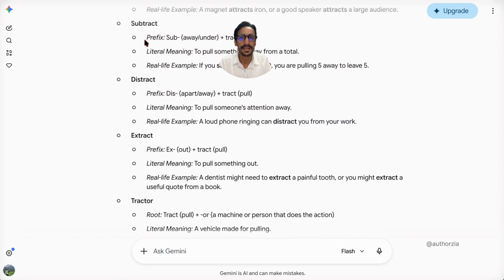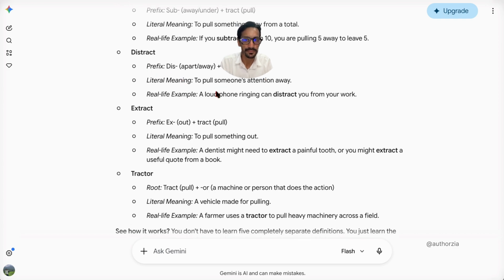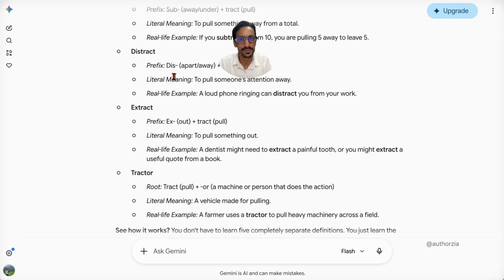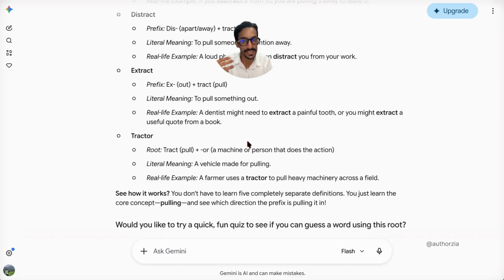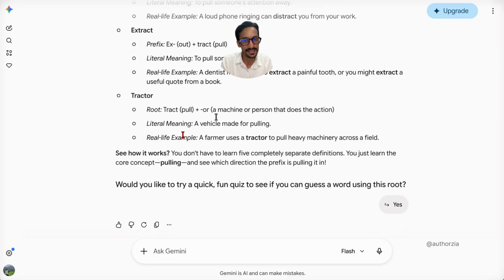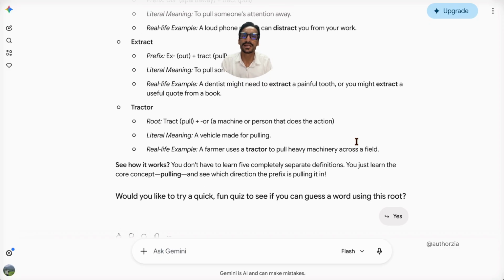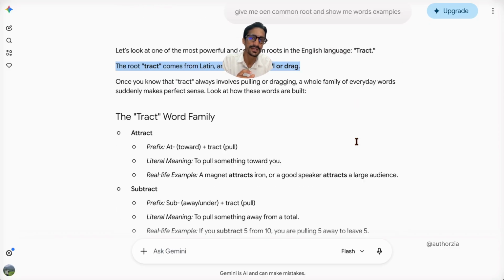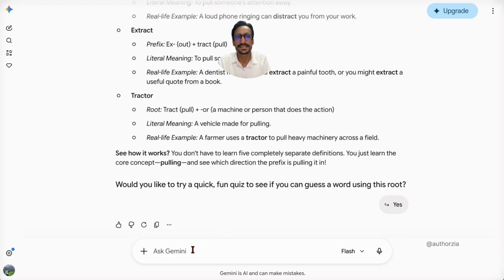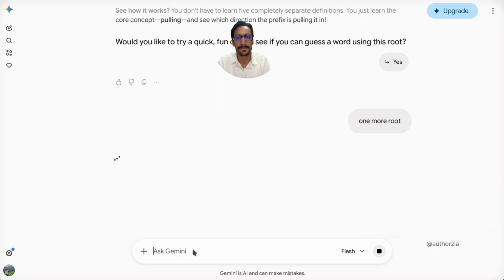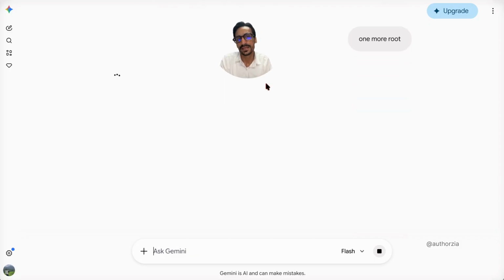You see, subtract हो गया, distract, apart, away. Tract is pulling something apart or away. Extract, pulling something out. So extracting oil. Tractor is again pulling a machine. So tractor is again a pulling machine. It may not have accurate root meaning, so you cannot argue, but the idea is, if you know the root word, you will be able to easily guess the meanings of those words. Okay, let me ask one more root. Let's see what other word we get.